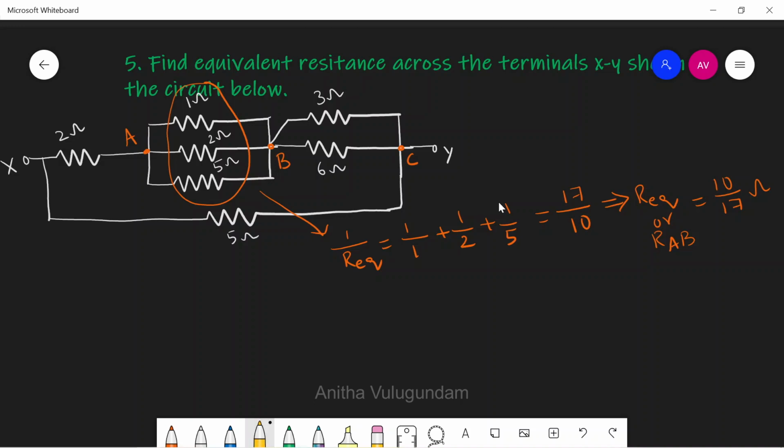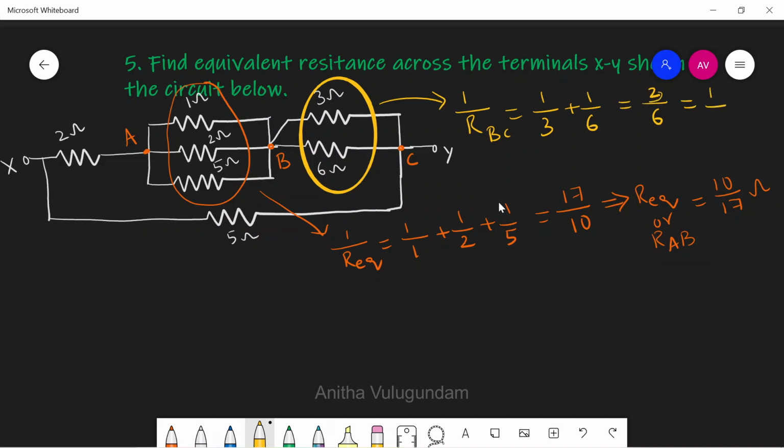Next. Here these two resistances are in parallel. We can write here 1 by RBC equals 1 by 3 plus 1 by 6. That equals 3 by 6, which is equal to 1 by 2. RBC equals 2 ohm. After simplifying these two things, let me redraw the circuit.